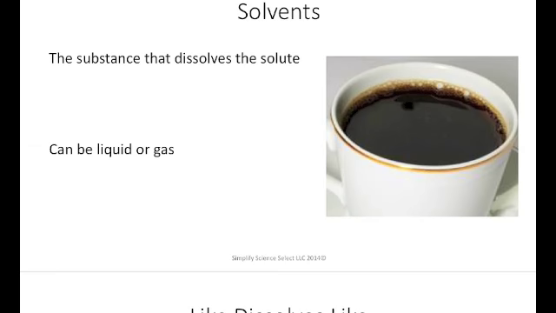A solvent is a substance that will dissolve a solute. So it seems like we're defining one with the other, and we kind of are at this point. But a solvent is basically anything that will dissolve whatever you're trying to dissolve. Now, generally speaking, we don't accept solids as a solvent because we don't really do that. You may get to the point where it's not really reacting.